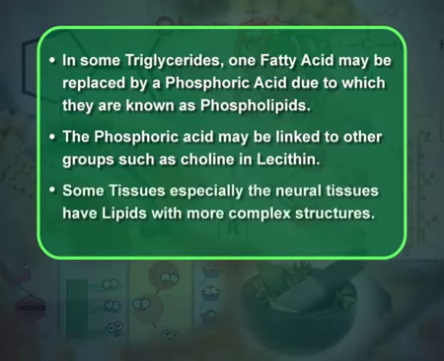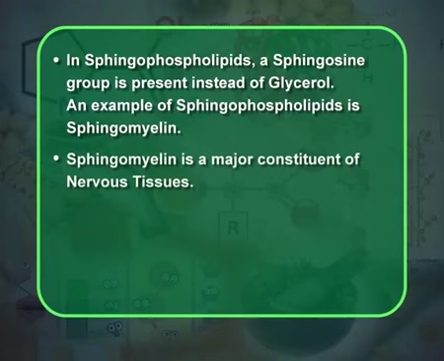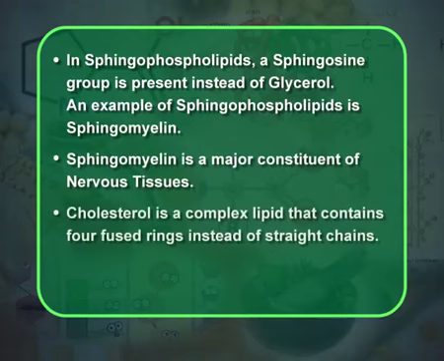Now some tissues, especially the neural tissues, have lipids with more complex structures. In sphingophospholipid, a sphingosine group is present instead of glycerol. For example, sphingomyelin is a type of sphingophospholipid which is a major constituent of nervous tissues. Then friends, you must have heard about cholesterol.